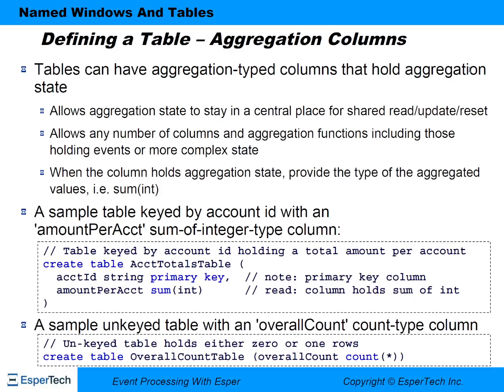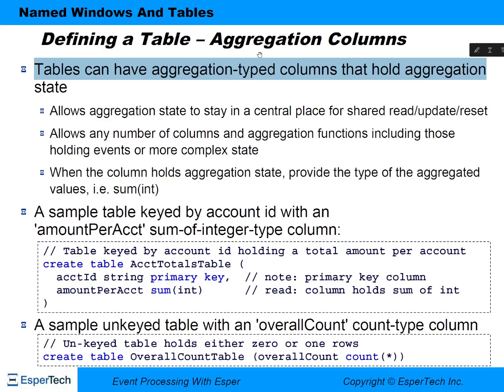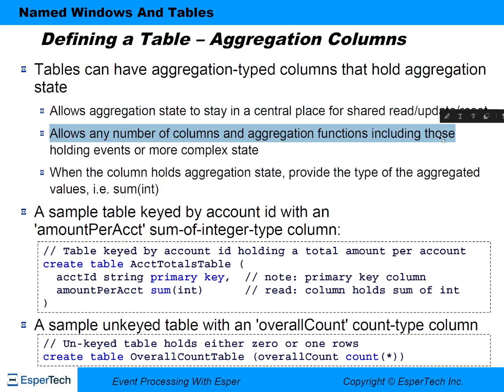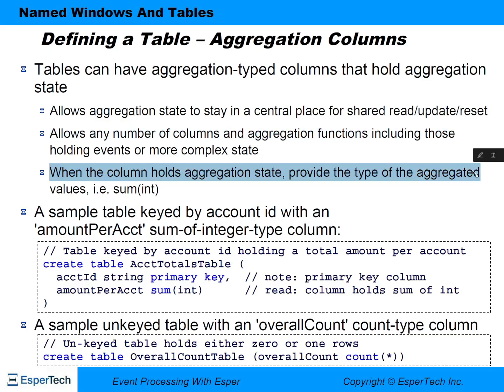Tables can have aggregation-typed columns that hold aggregation state. Tables allow aggregation state to stay in a central place for shared read/update/reset. Tables allow any number of columns and aggregation functions including those holding events or more complex state. When the column holds aggregation state, provide the type of the aggregated values, i.e. sum(int).